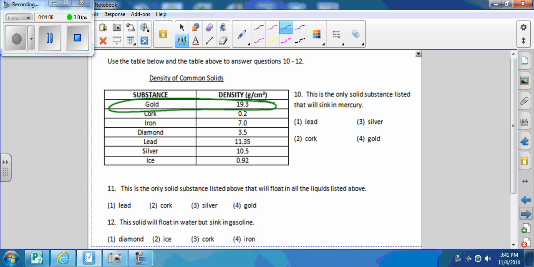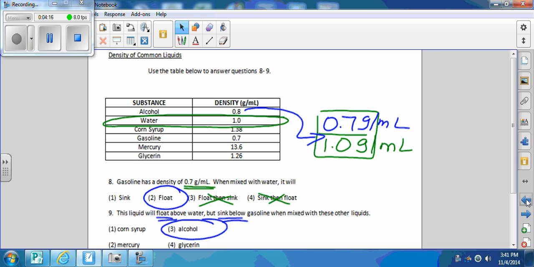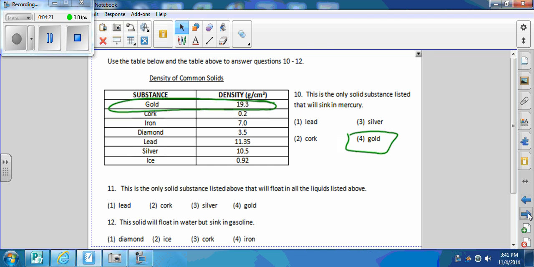Has to be gold. This is the only solid substance listed below that will float in all the liquids on the other page. So let's look at all the liquids. The smallest density is 0.7. So what's going to float in 0.7? The only thing could be cork.